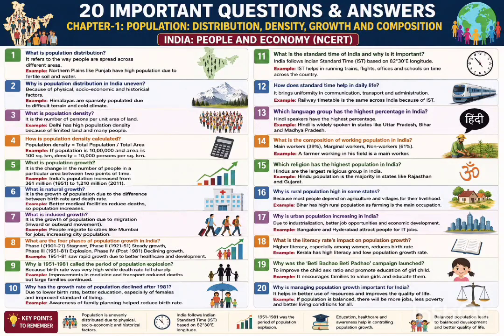Next question, why is the period from 1951 to 1981 designated as the phase of population explosion? So this is phase 3. Centralized developmental activities under 5-year plans caused a steep fall in mortality.